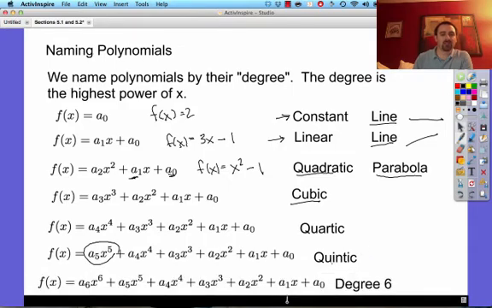And after that, we just start calling them degree 6, degree 7, degree 8. There may be other terms that people use for the higher order terms, but for the most part, those are the only ones we use. Okay, 1 through 5 are the only ones that actually have names. All right.